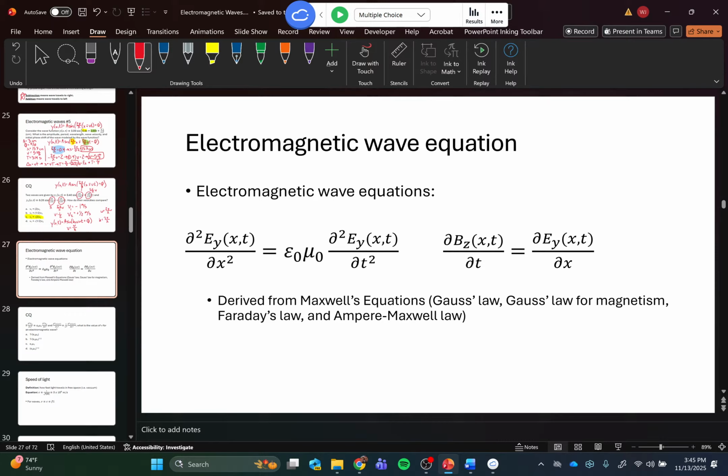The second derivative of E with respect to x equals the second derivative of E with respect to time. Wow, it's just like the other one. And then we also get a relationship between B and E. Specifically, that the z component of B with respect to time equals the E component with respect to x. We'll use that in the future. This first one on the left is the main one. It looks a lot like the wave equation.